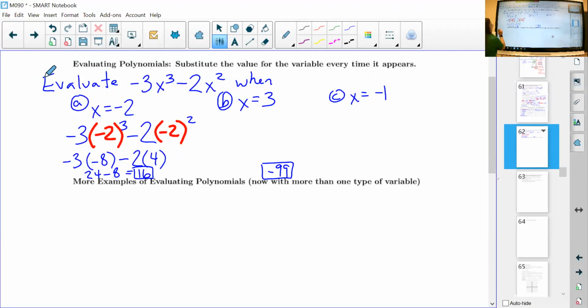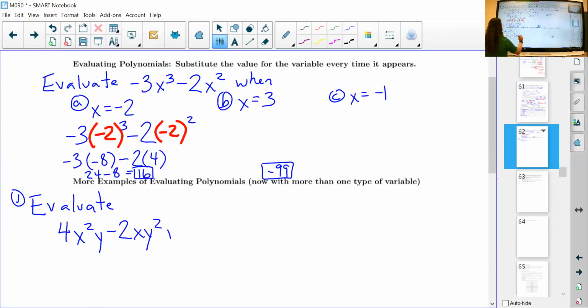Okay, let's keep going. Let's look at more than one type of variable now. So we have evaluate x squared y minus 2xy squared plus x minus 7. So lots of things going on, and I'm going to say that x equals 3, y equals negative 1. Okay, let's see what we get.